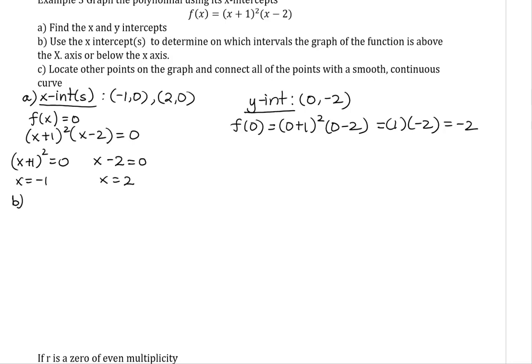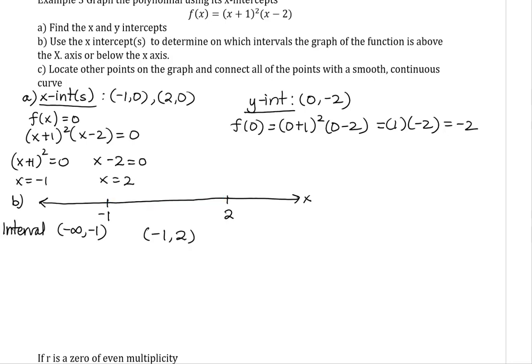To complete part B, I'm going to take our two x-intercepts of -1 and +2 and put them on a real number line for the x values. Notice that these two values break our number line up into three separate intervals. They give us the interval from -infinity to -1. Then they give us the interval in the middle from -1 to +2. And then finally, they give us the interval on the right side of +2 off to infinity.